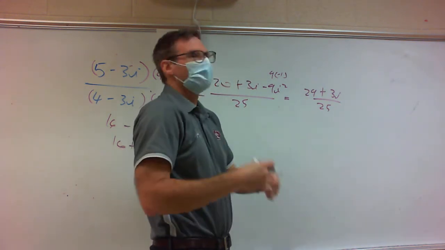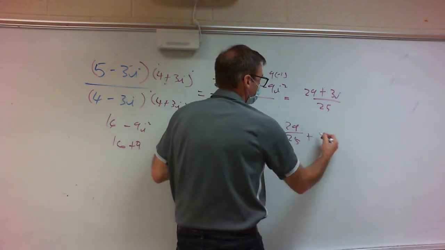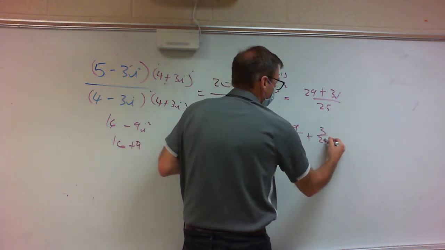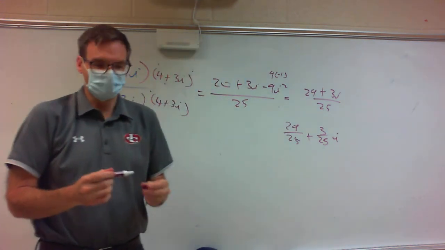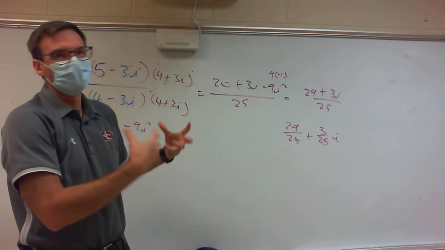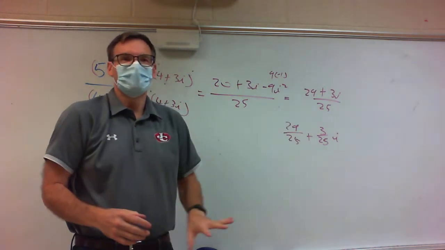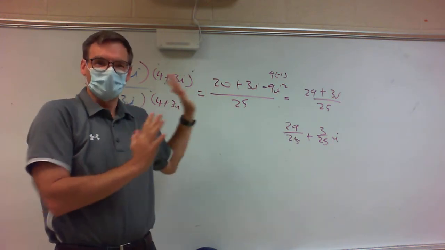And to write it in a plus bi form, that's going to give me 29 over 25 plus 3 over 25 i. Okay. And this is what I needed to do a week ago, but I ran out of time. And then there was a whole lot of stuff I needed to do, so I wanted to go back and finish this.